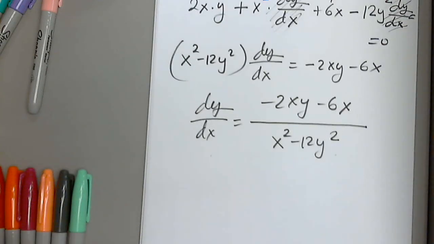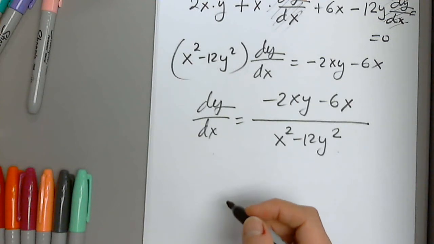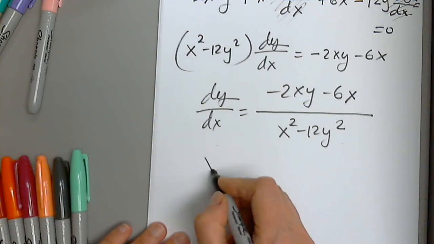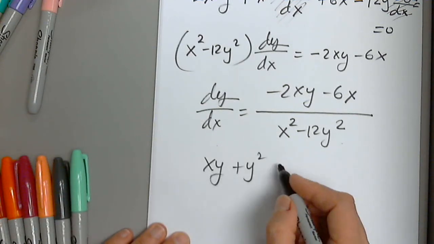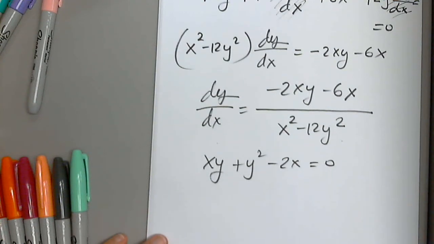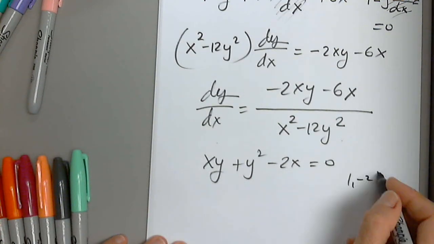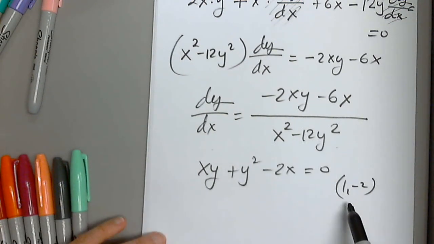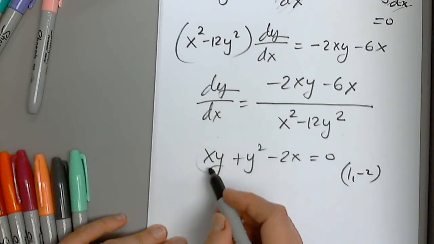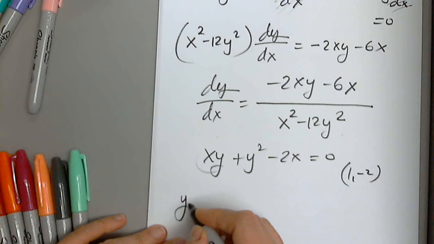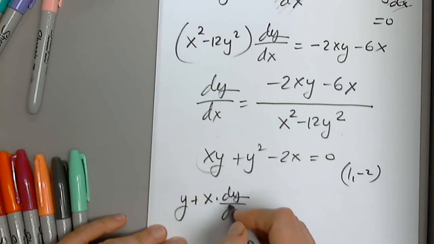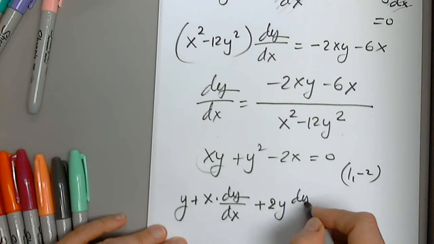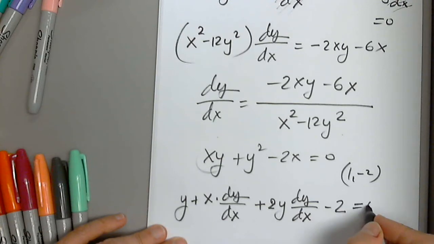Can you dictate that, please? The one from the test. It's xy plus y squared minus 2x equals 0. Perfect. And the point is 1, negative 2. So here we were not asked to evaluate, but here we are. Product rule. First function prime is 1 times y plus x times dy over dx, plus 2y dy over dx minus 2 equals 0.